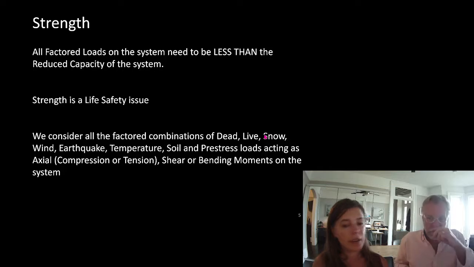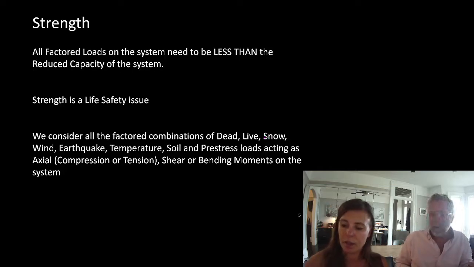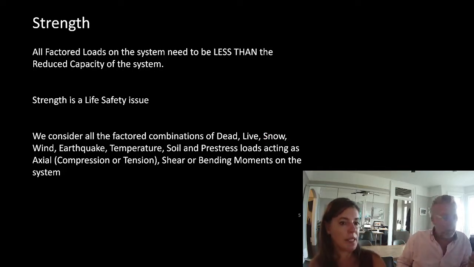Strength can be a number of different things. Strength is fracture. So that's easy to imagine when something literally breaks. Strength can be bending to the point where it's no longer usable. So with ductile materials like steel, they can bend to the point where they're no longer usable. That's considered a strength failure.